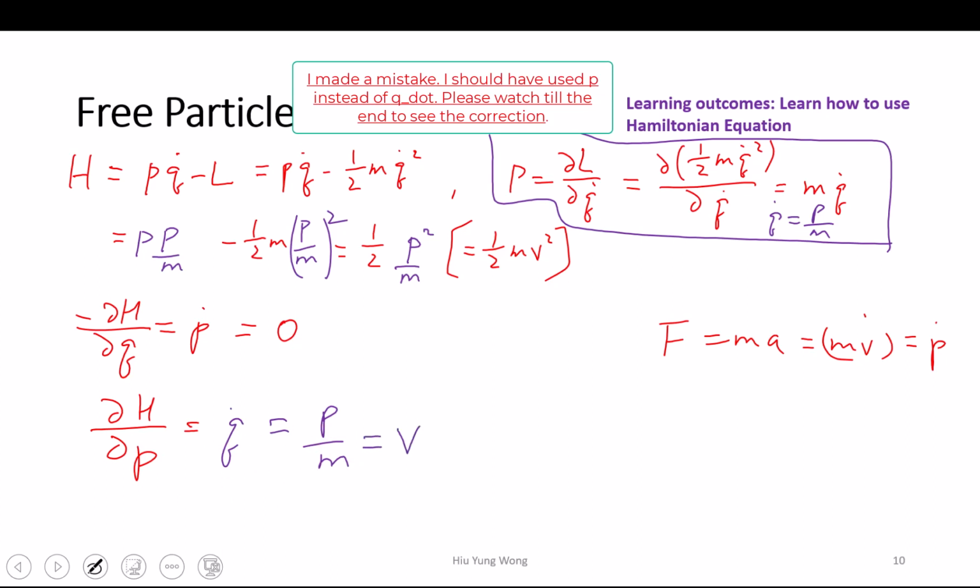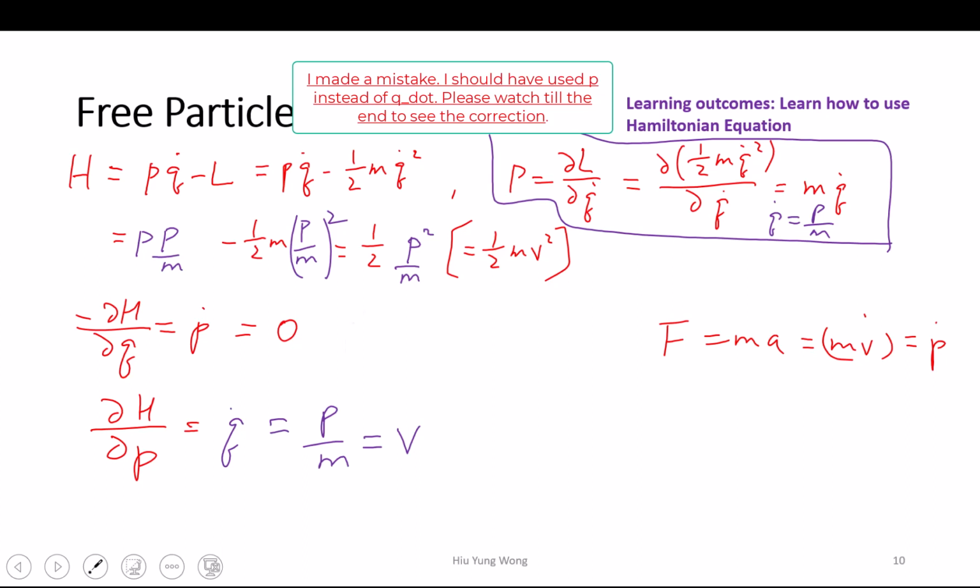So basically it's just saying that dx/dt equals V. So this is consistent. It does not give us anything new. But the other one tells us that it is moving at a constant momentum.